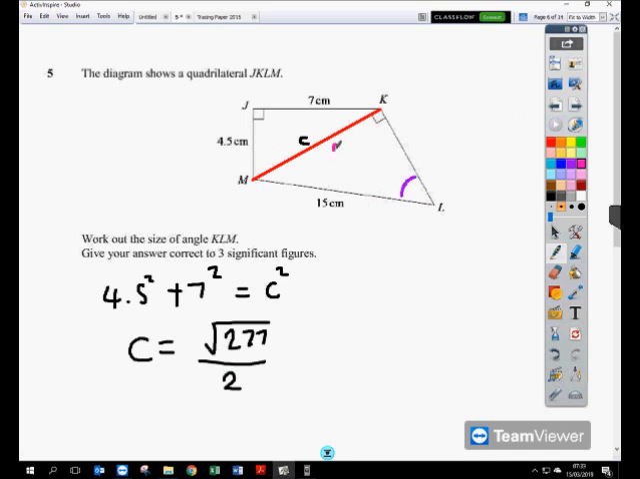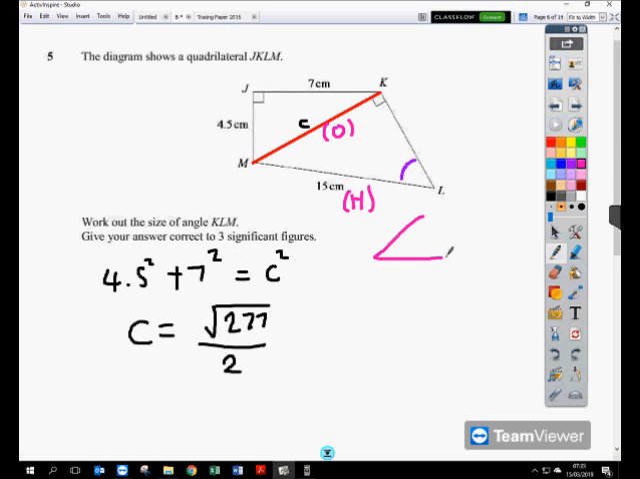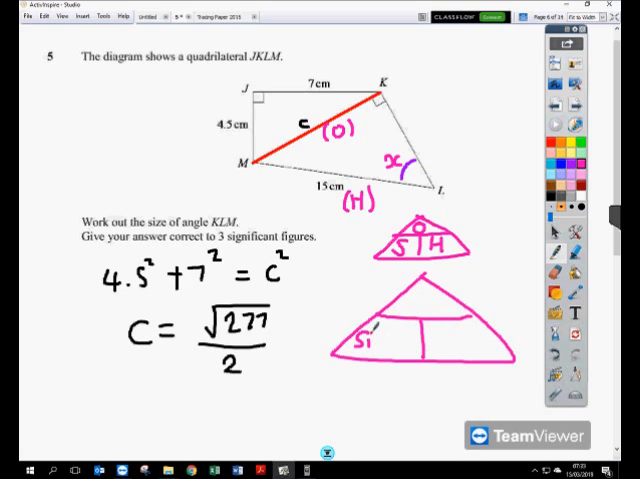Now I'm going to label the sides to work out this angle. Okay, the right angle's here. So this is the opposite side, O, and the side opposite the right angle is known as the hypotenuse. So this is sine. So we can draw the sine triangle, which is SOH. Okay, let's label the angle X. If we fill in the triangle, we have sine X, and on the top we have O, which is root 277 over 2, and the hypotenuse is 15.